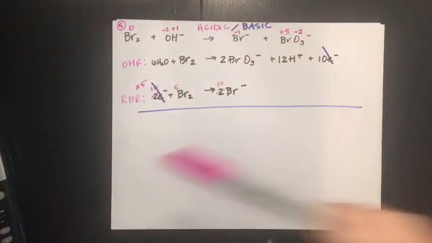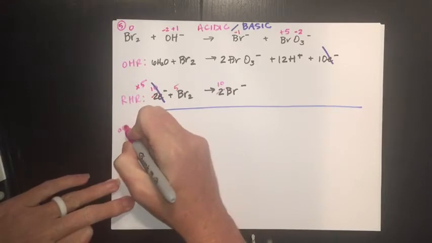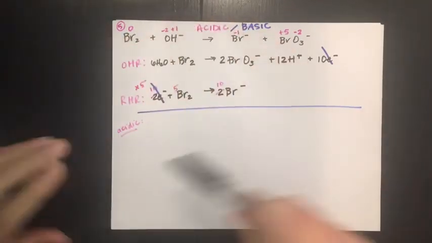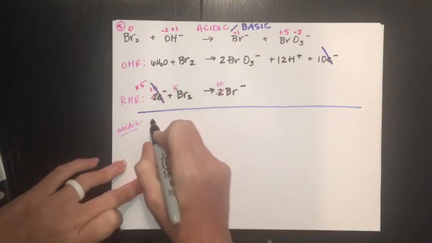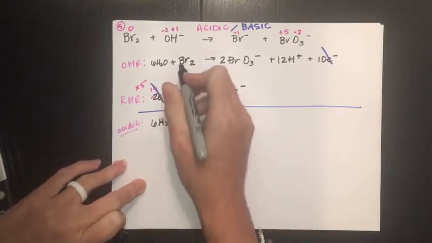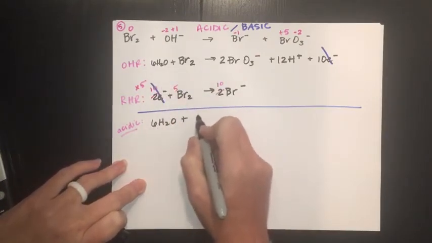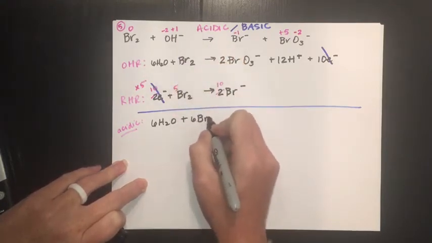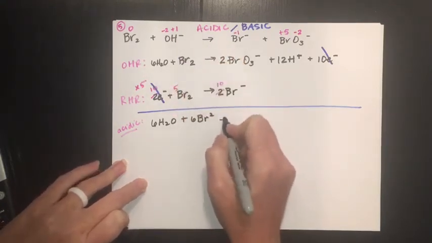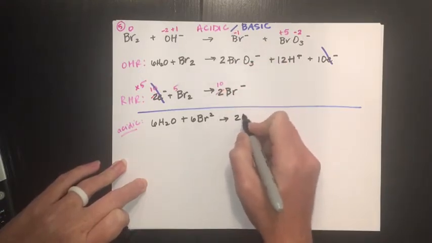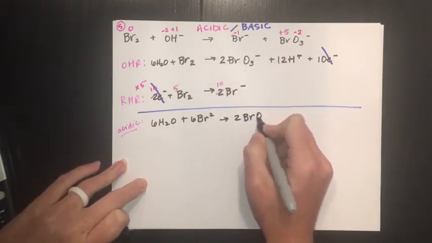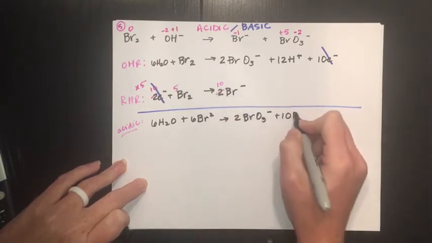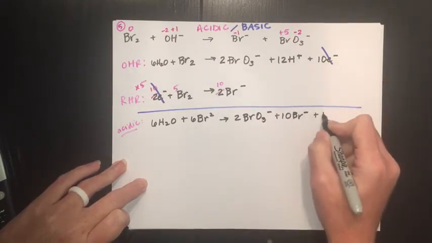And then in acidic solution, it would be this. 6 waters plus Br2. You add those together, Br2 and another Br2, 6 Br2 goes to 2 bromide. Put those out of order. That's okay. 2 bromides plus 10 bromide ions plus 12 hydrogens.